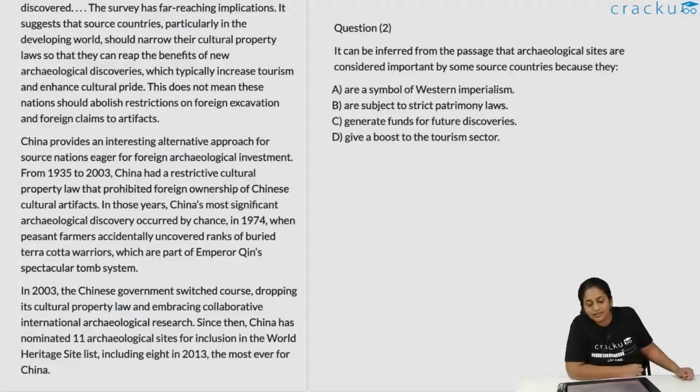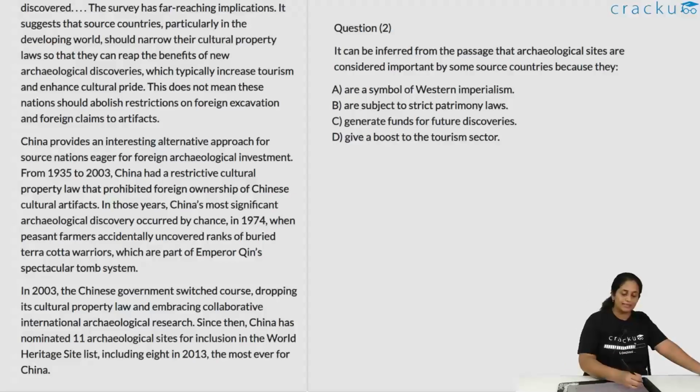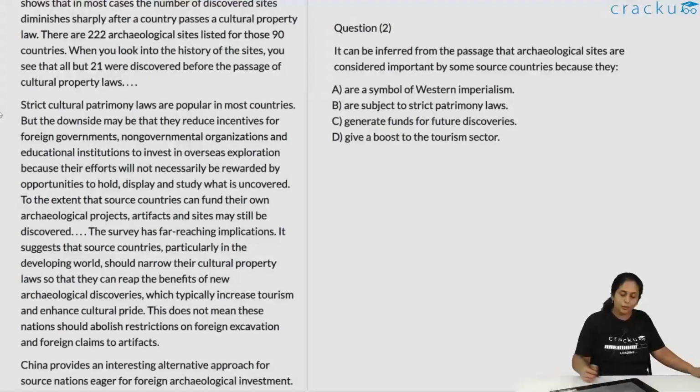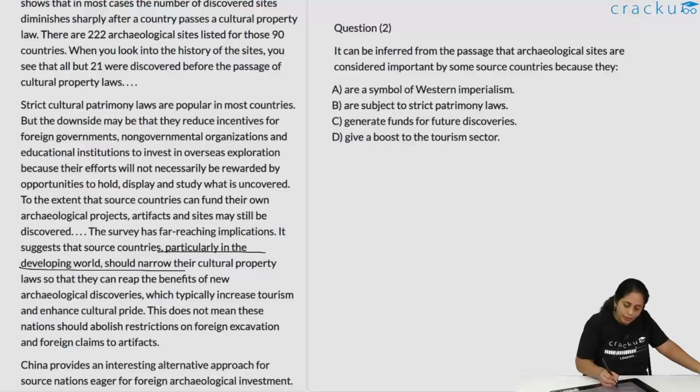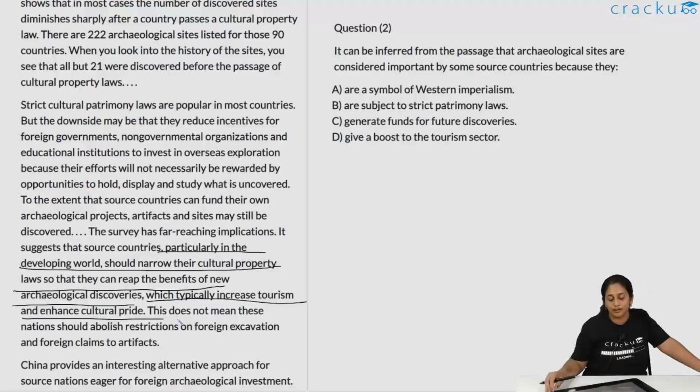The second question is, it can be inferred from the passage that archaeological sites are considered important by some source countries because it is directly given in this. So why do you need archaeological sites? It suggests that source countries, particularly in the developing world, should narrow their cultural property laws so that they can reap the benefits of new archaeological discoveries. And what are the benefits of new archaeological discoveries? Which typically increase tourism and enhance cultural pride.